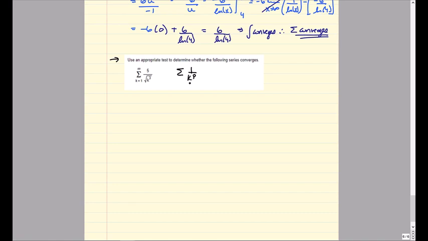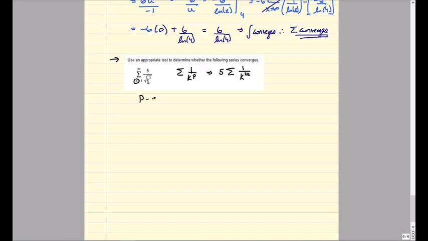Now this k doesn't have to be a k, it could be an r, as long as the indice matches the base right here. So what this looks like then for us is the 5 is out front, and it doesn't matter if I'm multiplying by a constant. That doesn't affect whether it converges or diverges. So this would be 1 over k to the 3 halves. Okay, so 1 over k to the 3 halves.